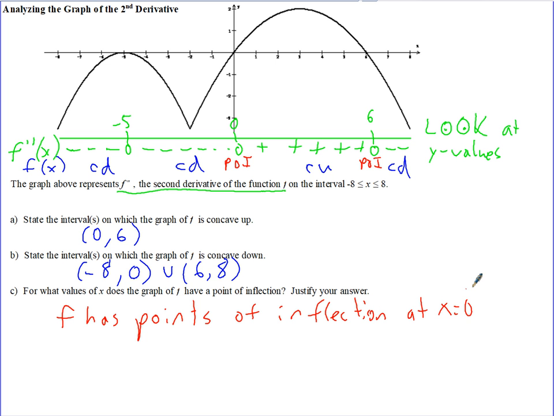Points of inflection at x equals 0 and x equals 6. And your justification would be since f double prime of x changes sign at x equals 0 and x equals 6.